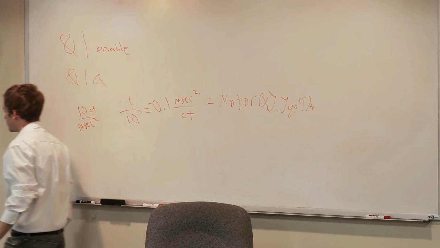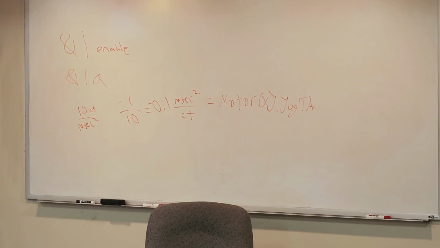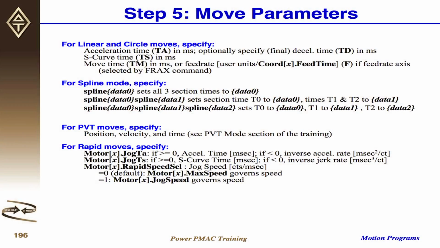Same thing for jog TS. If you are using a positive value, it indicates the S-curve time in milliseconds. If it's negative, then it's an inverse jerk rate. It's a jerk limit. And then based on motorx.rapid speed cell, your rapid move will either use motorx.max speed in units of counts per millisecond or motorx.jog speed, depending on the setting. So 0 will be max speed and 1 is jog speed.